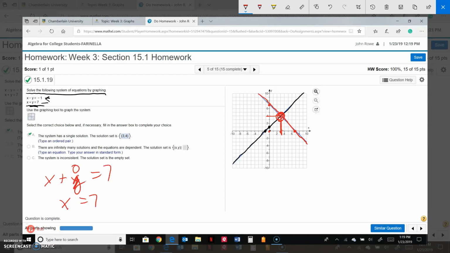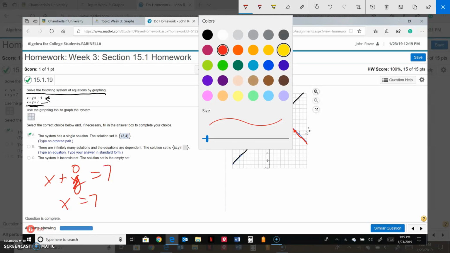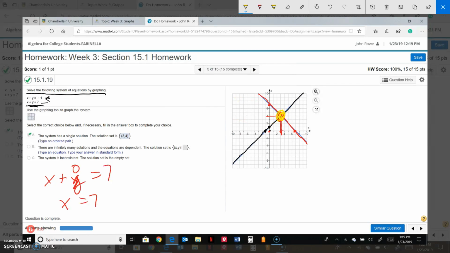So that's how you find the x and y intercepts on a graph, and how you plot lines on a graph. And where they intersect is where your solution set is.